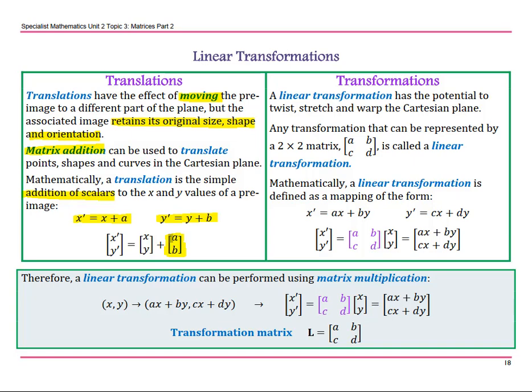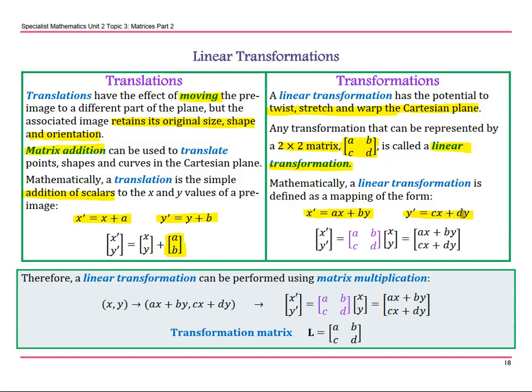In contrast, a linear transformation has the potential to twist, stretch, and warp the Cartesian plane. So it's not just moving, it's changing shape. It can rotate, it can make it bigger, it can make it smaller. Any transformation that can be represented by a 2 by 2 matrix, such as A, B, C, D, is called a linear transformation. Mathematically, a linear transformation is defined as the mapping where our image of x is equal to ax plus by, and our image of y is equal to cx plus dy.